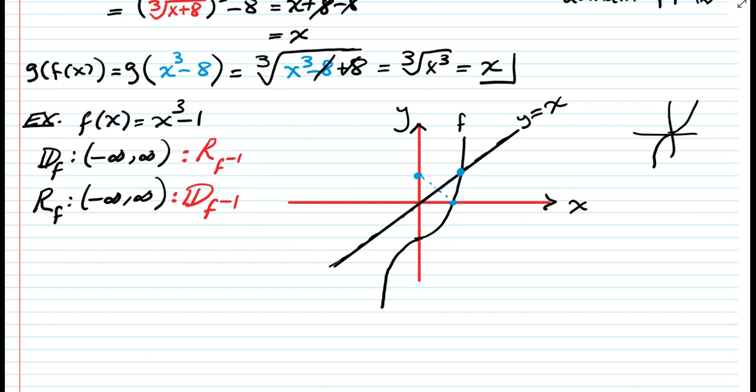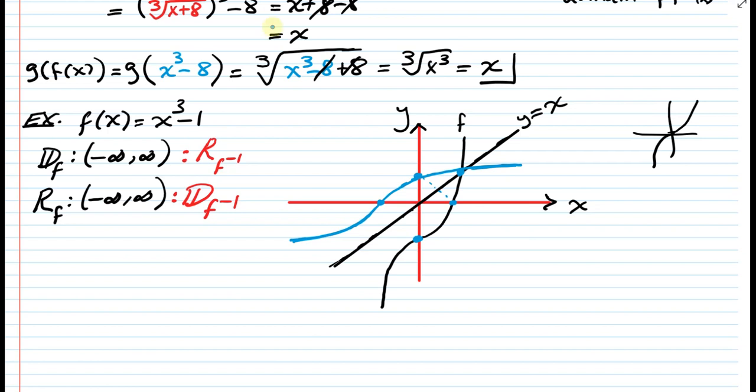And this point, for instance, that is on the y-axis, is going to be now a point on the x-axis. Let's see how that works. So if I do a reflection, then the reflection is going to look like this. There, and that will be the graph of the inverse.